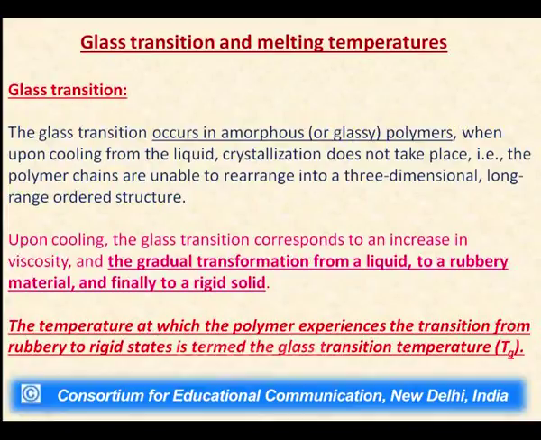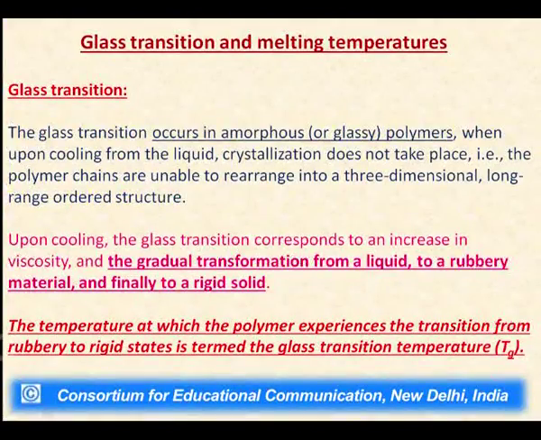The next important property or characteristic of polymer is the glass transition and melting temperature. Now, what is this glass transition? This glass transition stands for the change in the appearance of the polymer. The glass transition occurs generally in amorphous or glassy polymers when, upon cooling from the liquid, crystallization does not take place, that is, the polymer chains are unable to rearrange into a three-dimensional long range ordered structure.